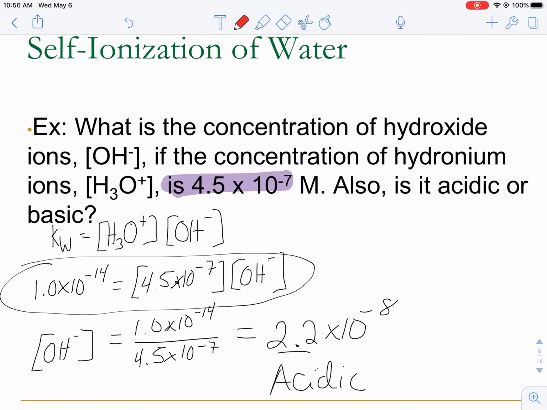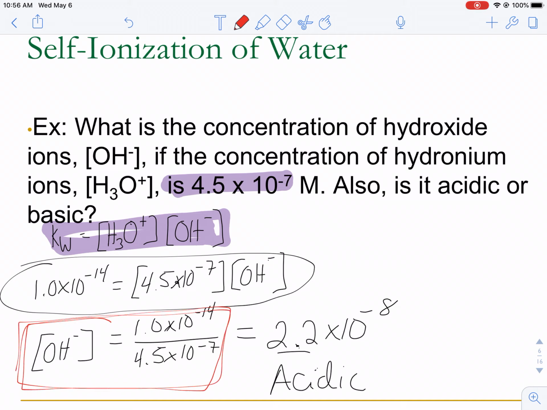Also, is it acidic or basic? I know with the basic equation that Kw equals the hydronium ion times the hydroxide ion. It is giving me the concentration of hydronium. So I know that 1.0 times 10 to the negative 14th equals 4.5 times 10 to the negative 7th times my hydroxide ion concentration. So like I did previously, to find my hydroxide, I took my Kw and I divided it by my hydronium concentration. And I got 2.2 times 10 to the negative 8th.